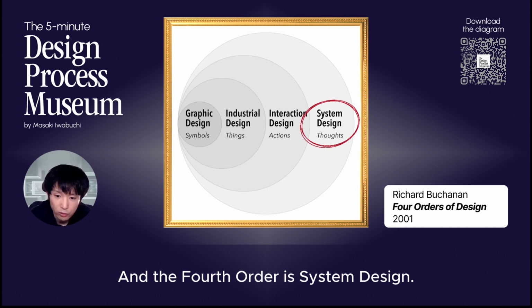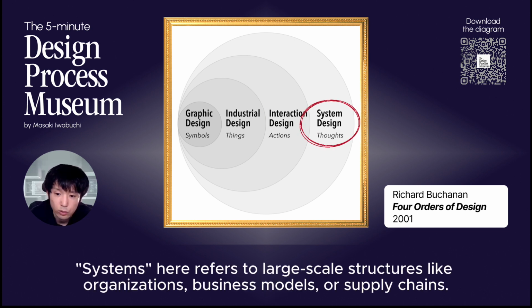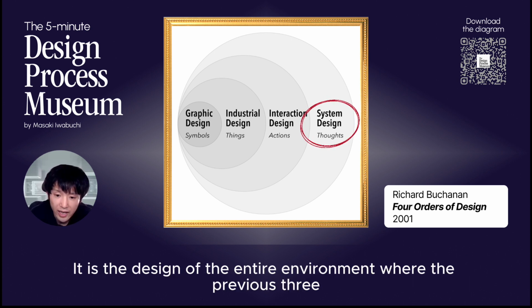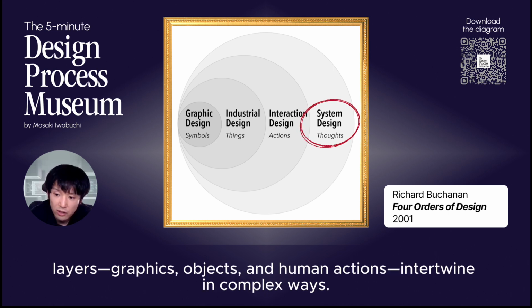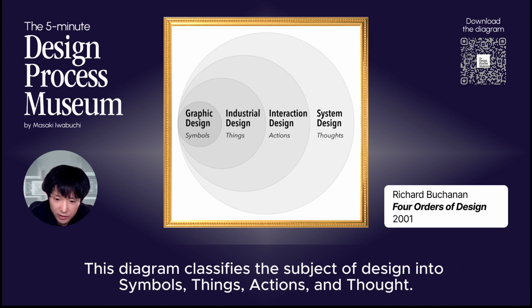And the fourth order is system design. Systems here refers to large-scale structures like organizations, business models, or supply chains. It is the design of the entire environment where the previous 3 layers, graphics, objects, and human actions, intertwine in complex ways. This diagram classifies the subject of design into symbols, things, actions, and thought.